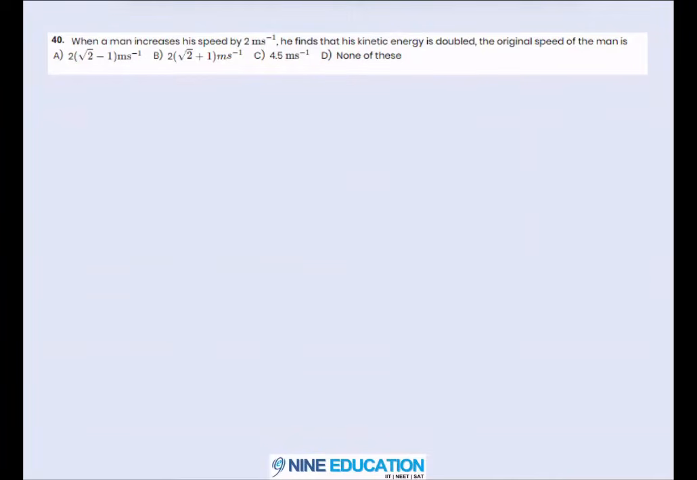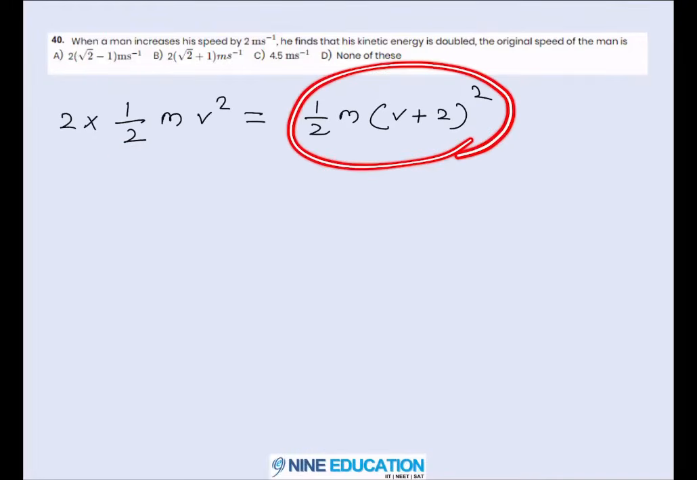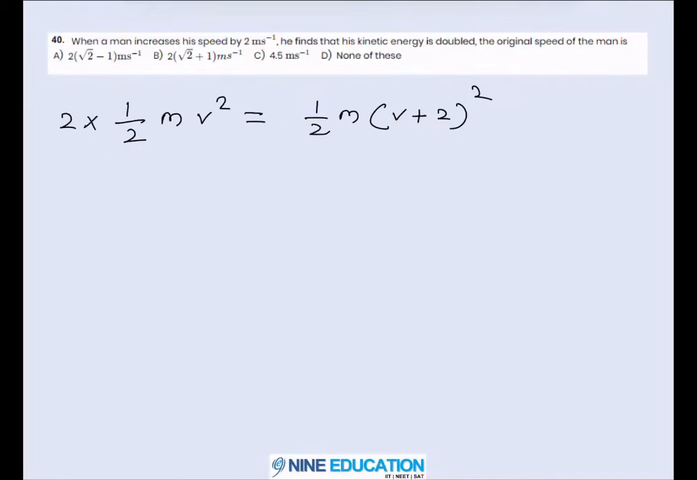Okay. Now, in this particular question, it is saying that the kinetic energy is getting doubled if the velocity is increasing by 2. That means, let's say that the initial kinetic energy was half mv square, right? Now, this kinetic energy is getting doubled if the velocity is increasing by 2. That means two times the initial kinetic energy is equal to the final kinetic energy in which the velocity has increased by 2.